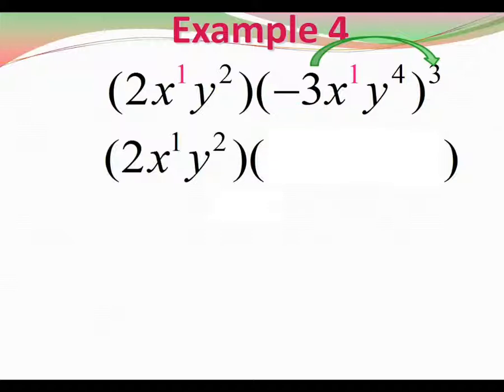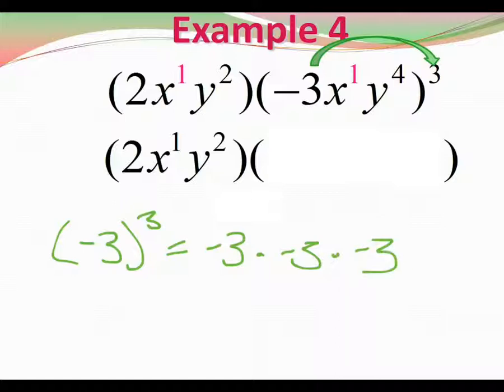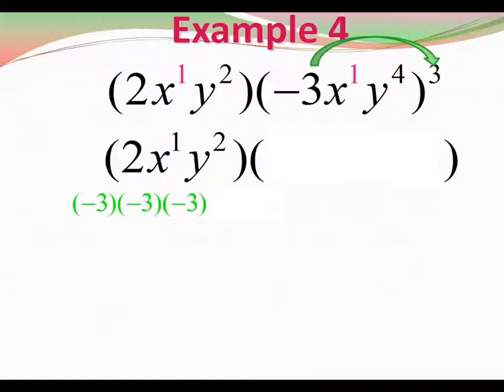So when it's to the third power, it's going to be -3 to the third power, which is -3 times -3 times -3, because it's in parentheses, right? So that's going to be +9 times another -3, which is going to give us -27. It's going to go there.